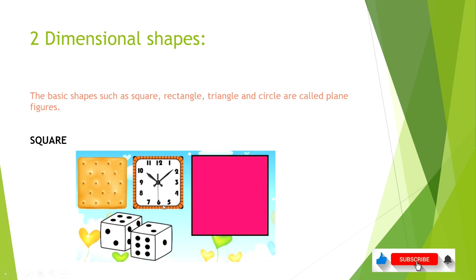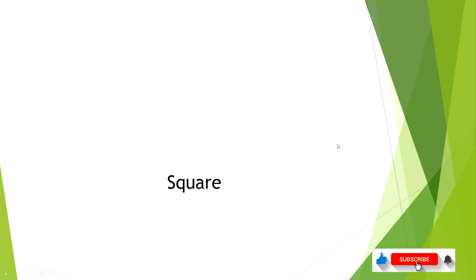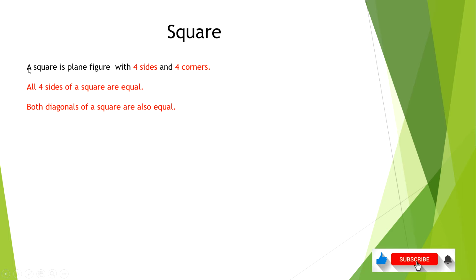If we consider that the sides of this clock are equal, then this can be a square. A biscuit can also be a square if all its sides are equal. And here is a dice. This face of the dice also represents a square. Like you see, this one is a square. We'll look at this definition in detail, and here you see a square is a plane figure with 4 sides and 4 corners.